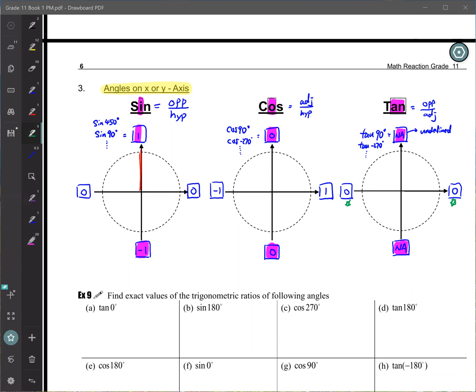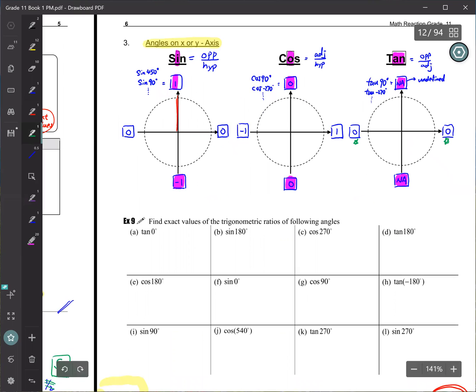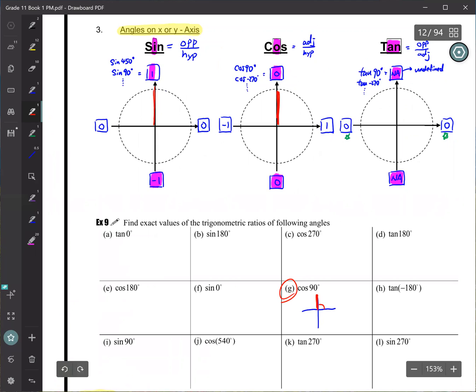Okay, so how do you use it? For example, if I see a question like question G, cosine 90. So you look at cosine. Cosine 90 degree. First step, you have to draw the angle. 90 degree turns to here. So cosine 90 is here. So you look at the box, the answer is 0. So that's your answer. Now even if you have a negative angle, you just turn the negative, it doesn't matter. You just look at which place you stop at, then you look at the answer.